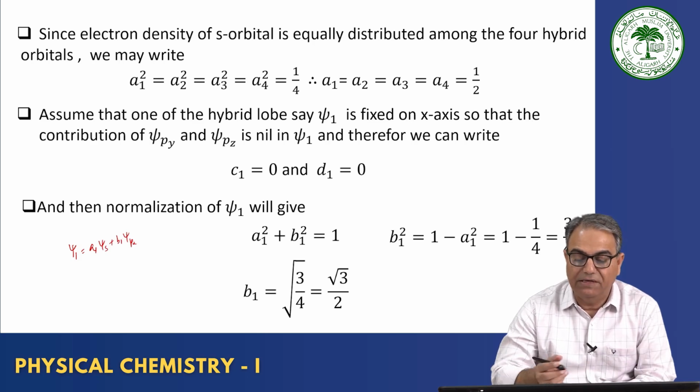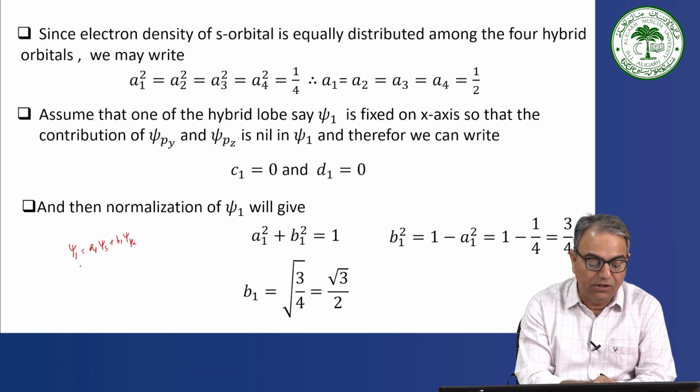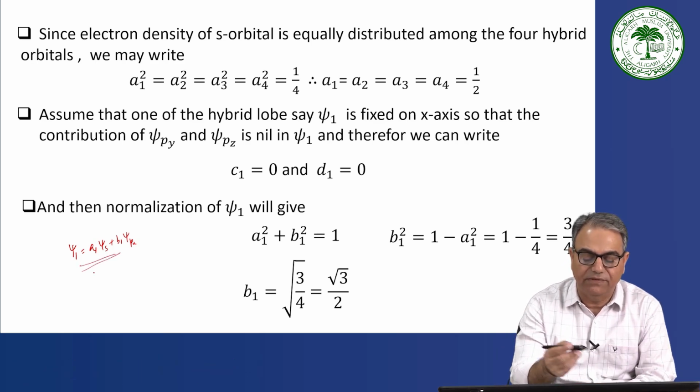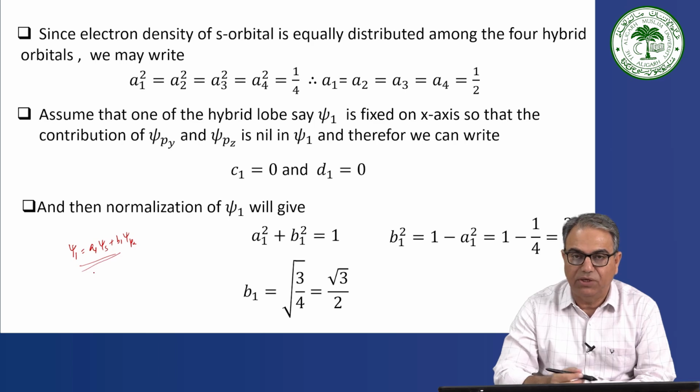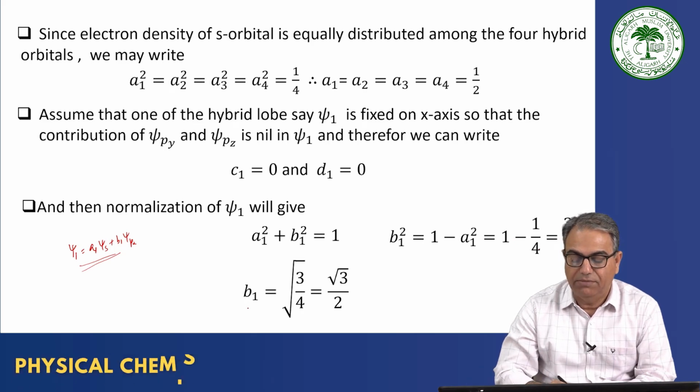Px, Py and Pz contribution is 0. So if you write the normalization condition for this, since we have seen, I have done it many times, so I will not do it. It's A1 square plus B1 square is equal to 1. And A1 value is known to you. Okay, it's 1 by 2. So B1 square will be 1 minus A1 square, and 1 minus A1 square is 1 by 4. So it's equal to 3 by 4, and B1 will be root under 3 divided by 4, so root 3 by 2. So B1 value we found.